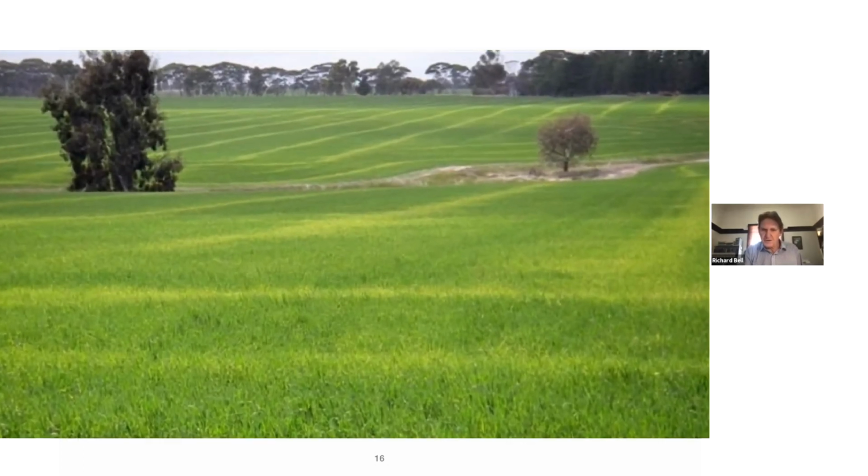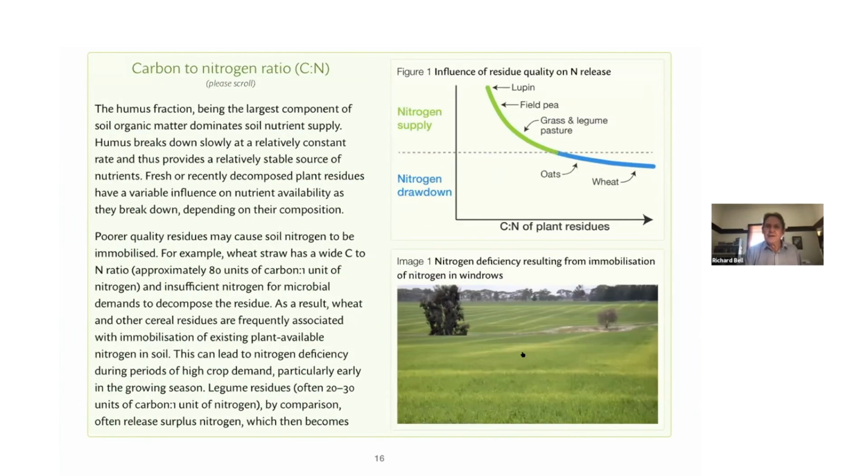And the photograph here shows these strips of yellow coinciding where the crop residue from the harvester was dropped in the previous year, producing a high load of high C to N ratio material that is temporarily immobilizing that nitrogen. Of course, that nitrogen will eventually come back into the soil mineral pool as the microorganisms decompose.